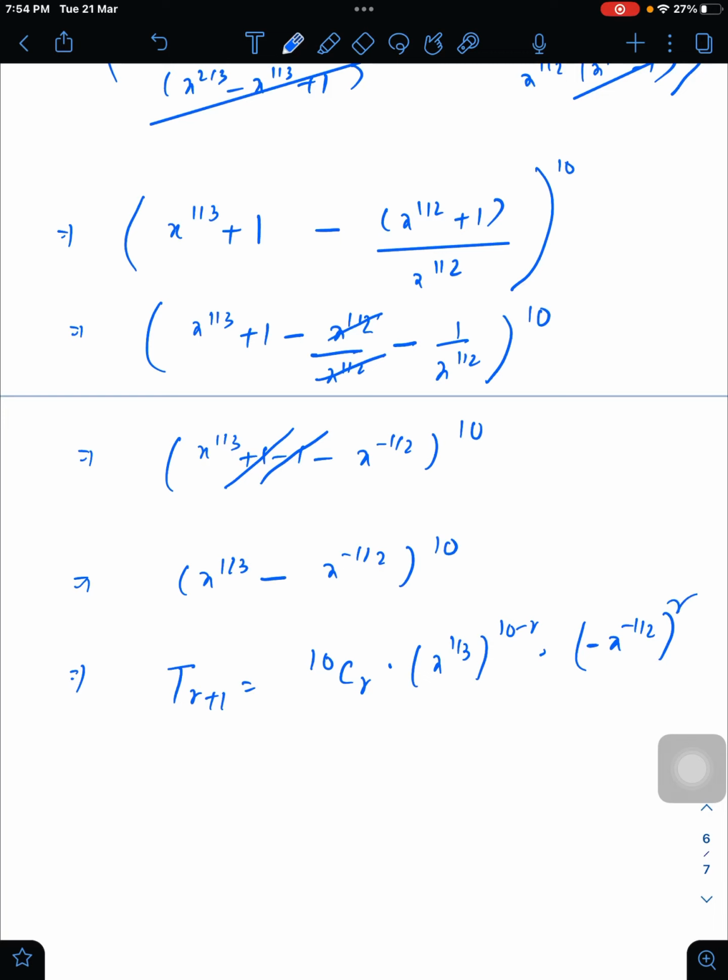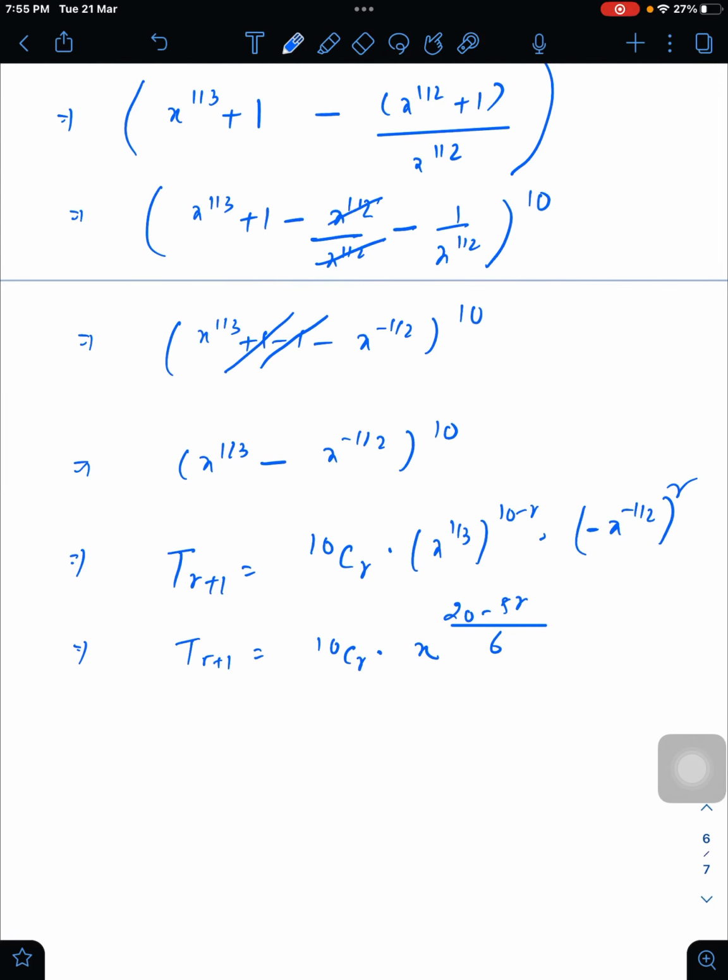Am I clear? Clear now? Okay beta, so just have a look. If I am applying the formula, what will I get? T(r+1) is equal to what, beta? 10Cr into x to the power (20 minus 5r) upon what, beta? 6. Okay.